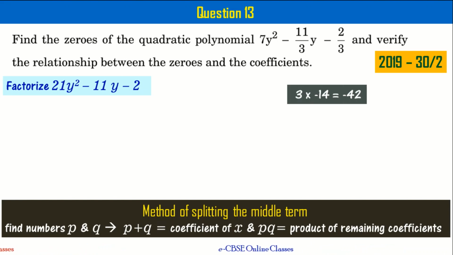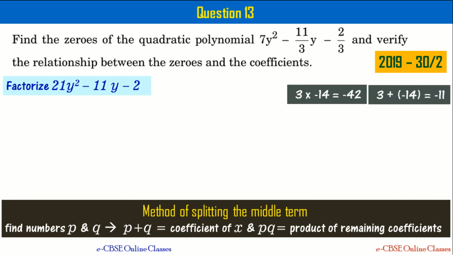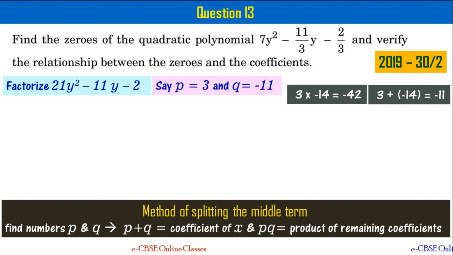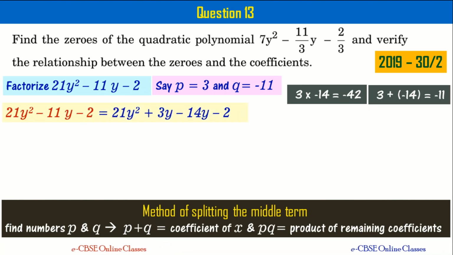So now -42 can be written as 3 times -14. So when you sum these two numbers, 3 + (-14), what you get is -11, right? It is exactly matching our requirement. So let me say that p equals 3 and q equals -14. So as per the method of splitting the middle term, we can now write 21y² - 11y - 2 as 21y² + 3y - 14y - 2. So you can take common factors from the first two terms and from the last two terms.